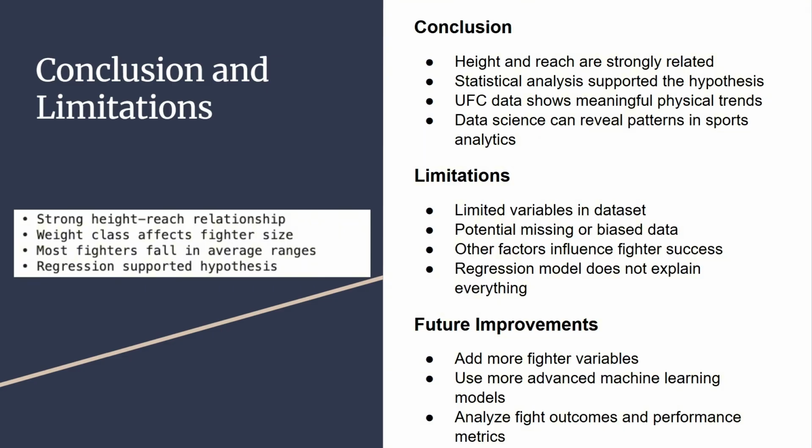There were some limitations, such as limited variables in the dataset. Other factors also influence fighter success, and the regression model does not really explain everything. But for future improvement, I think we could definitely use more advanced machine learning models. That would probably give us a better understanding of height and reach and weight, even if we add weight class in as well.